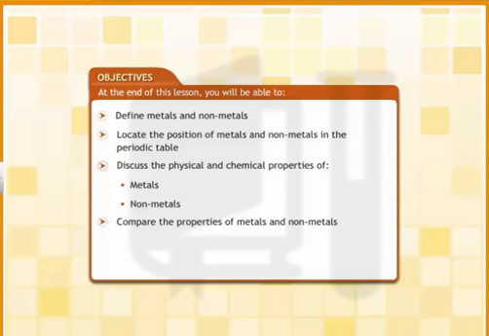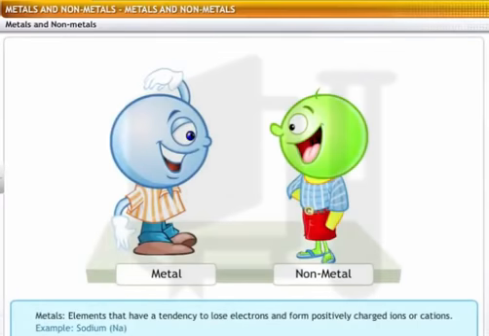At the end of this lesson, you will be able to define metals and non-metals, locate the position of metals and non-metals in the periodic table, discuss the physical and chemical properties of metals and non-metals, compare the properties of metals and non-metals. Metals are elements that have a tendency to lose electrons and form positively charged ions or cations.